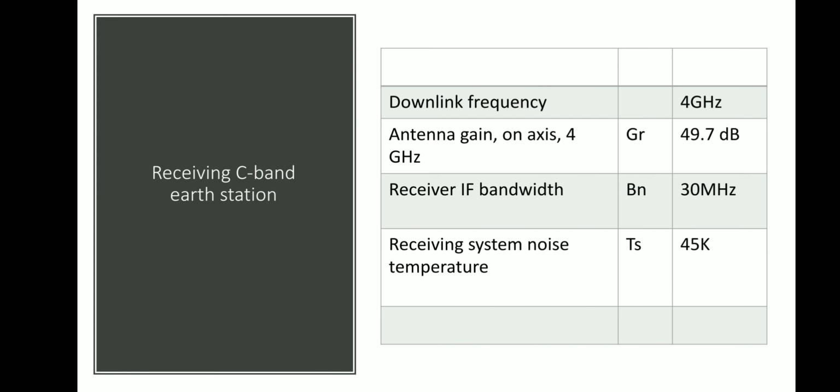With the help of these parameters that have been given, we can actually calculate the noise power at the receiver. For noise power, we know that it is K, TS, Bn. In this, TS and Bn are given, and K is the Boltzmann constant, which is a constant, so we know the value. With the help of the information given in the table, we can actually calculate the noise power.